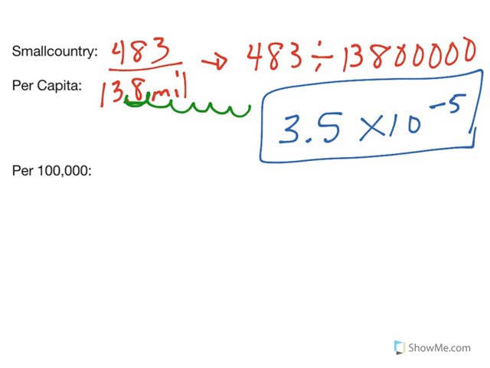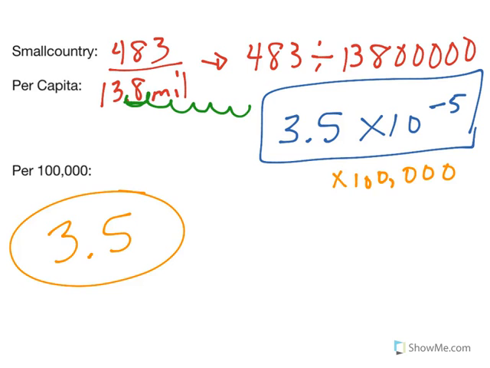It is 3.5, so that's kind of weird. I know it says round to the nearest hundredth, but because it comes out nicely to a tenth, you would just leave it as 3.5. Now we need to go to per 100,000. So I take this and multiply by 100,000, and I end up with 3.5. And it's already in tenths, so I don't even have to round. It just comes out very nicely.